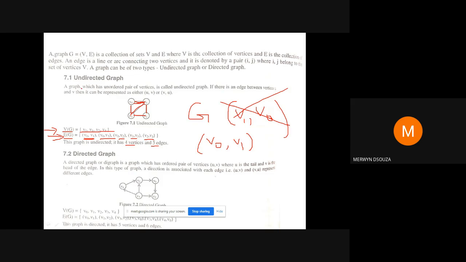A graph which has unordered pairs of vertices is known as an undirected graph. Please remember. And if there is an edge, it can be represented in any one of the two ways, U, V or V, U.